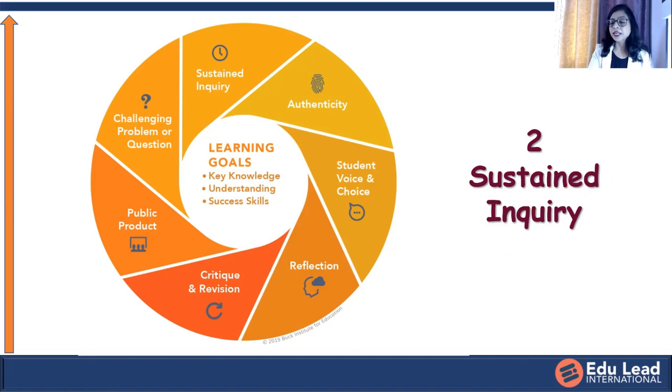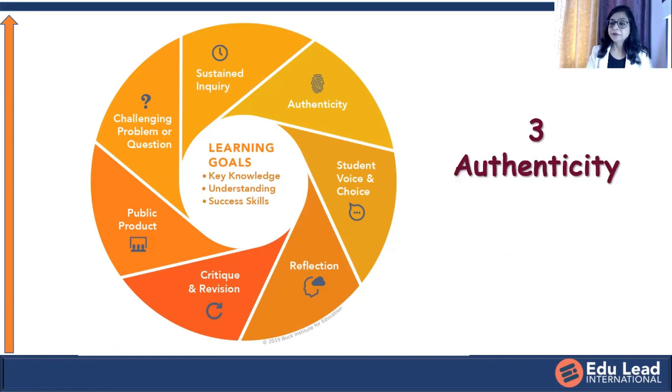When we say sustained inquiry, it means that throughout the project, as the children are proceeding, there is constant inquiry going on. Therefore, it is known as a research-based project, because they are researching, they are inquiring, they are finding out answers. And then we have to see that it is authentic also. Authentic in the sense that it should be meaningful for the students. They should be able to see the application of it in real life.